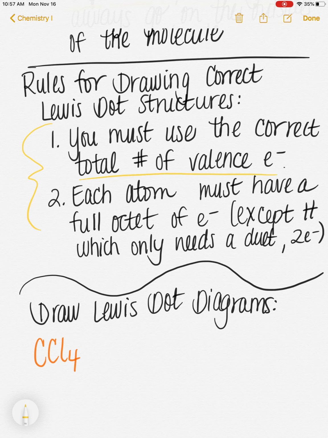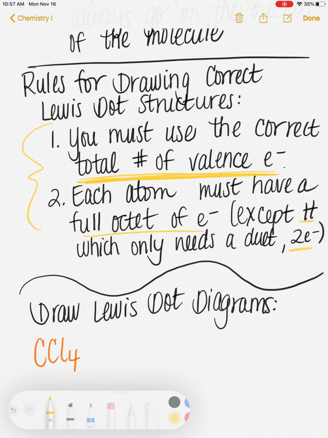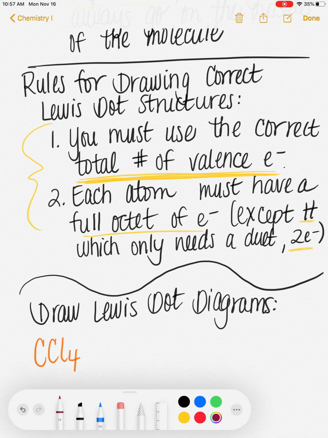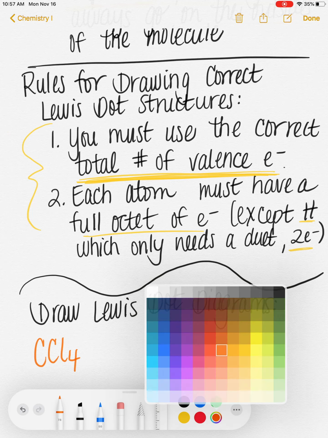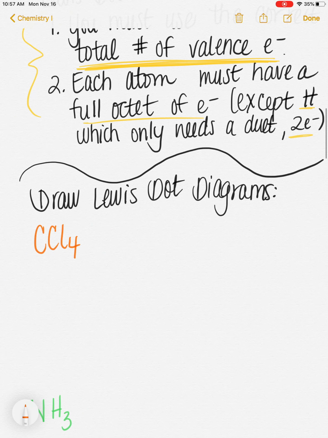As we draw Lewis dot structures, our 2 guiding rules to see if we've drawn a correct structure are that you must use the correct total number of valence electrons, which is the first thing that we determine, our total budget or number of electrons that we have to work with. And when you're finished, each atom in the molecule has to have a full octet of electrons, except for hydrogen, which needs 2. All right, so let's begin. The first molecule that we're going to start with is CCl4, carbon tetrachloride. We'll learn to name that in another chapter.